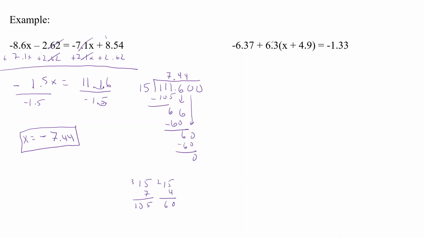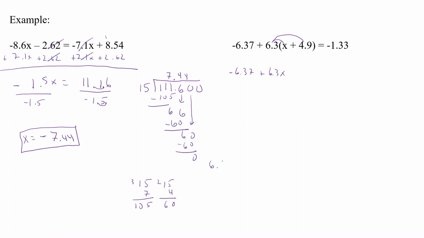Now here, we need to distribute. So I have to take that times that and that times that. All right, so when we do this, we still have negative 6.37 here. And then when you take that times that, that's just going to be plus 6.3x. Now, when you have to take that one, we're actually going to have to do a multiplication.